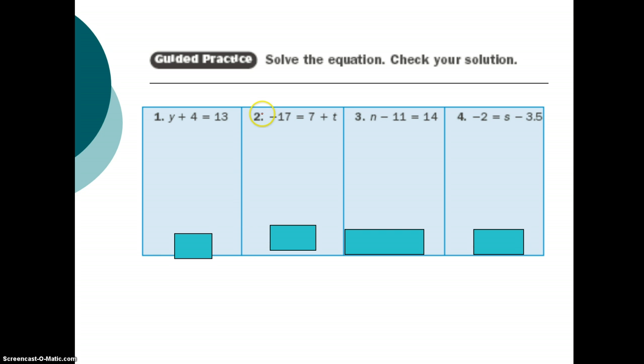Go ahead and solve the problems. Please remember to pause the video and show your work so I know that you are actually trying to do the problems.